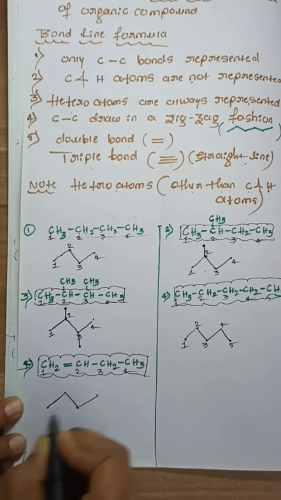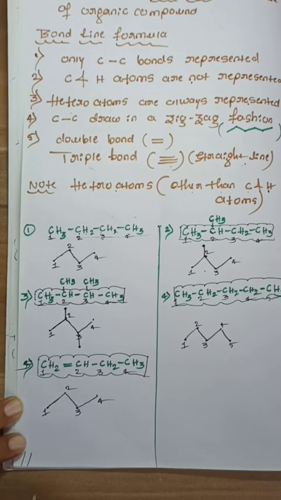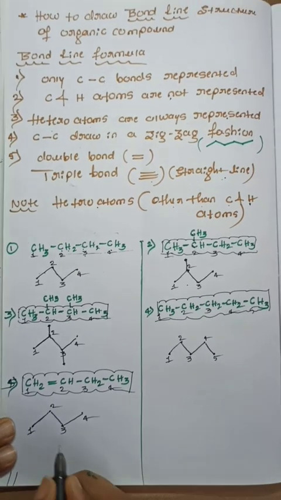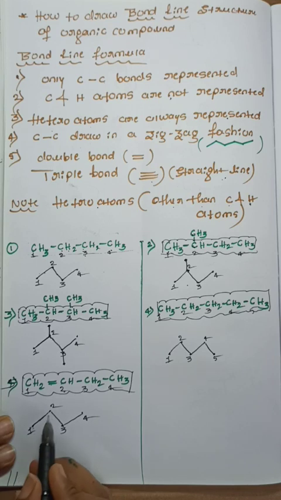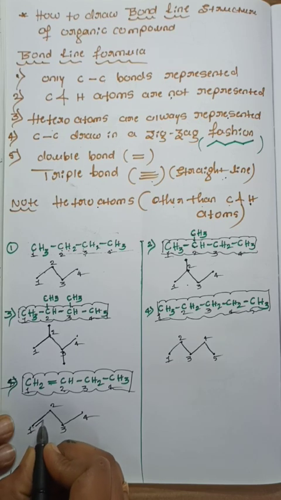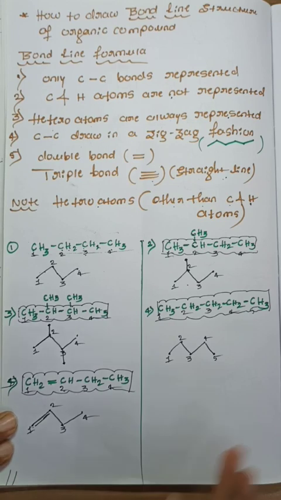Now this one we call the first carbon, this is the second carbon, this is the third carbon, this is the fourth carbon. Now between the first and second carbon, 2 bonds are present. Between the first and second carbon here I wrote only one bond, but in the example 2 bonds are present, so here between the first and second carbon I will write one more bond. This is a bond length formula for the fifth example.